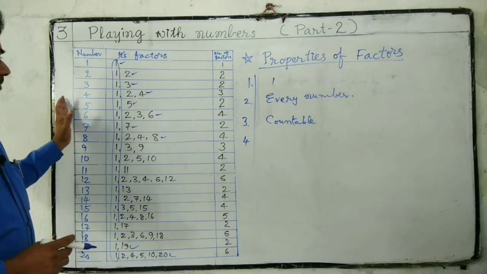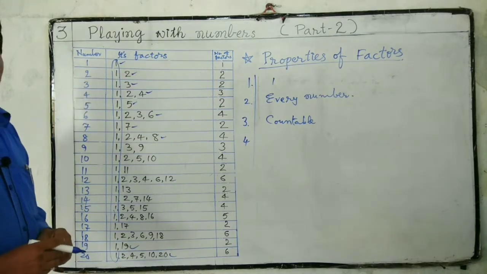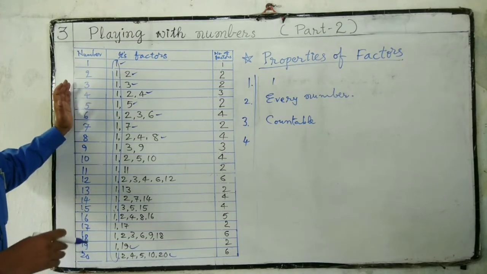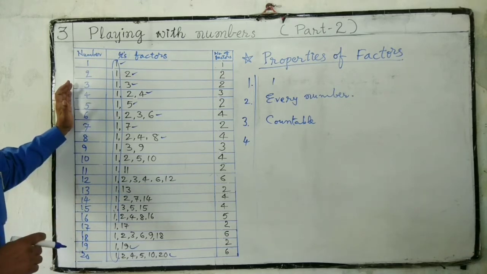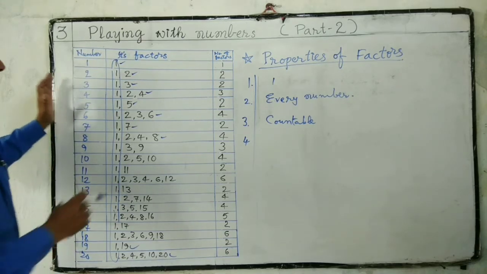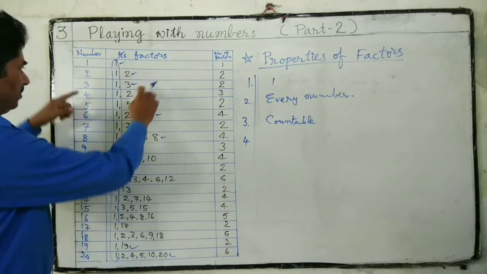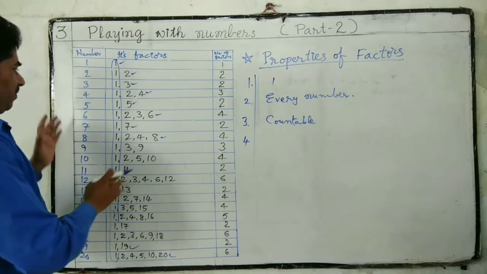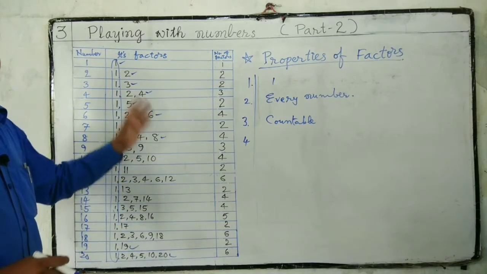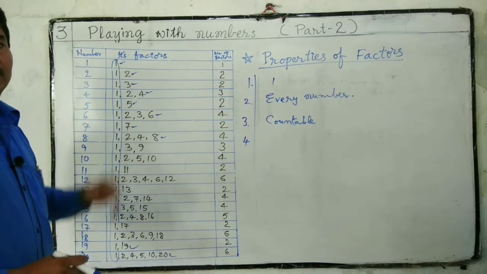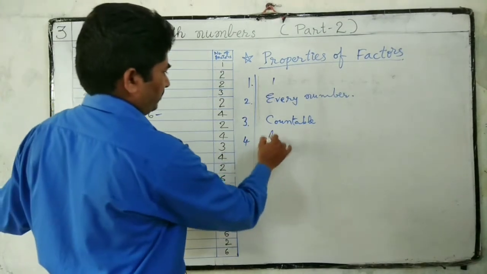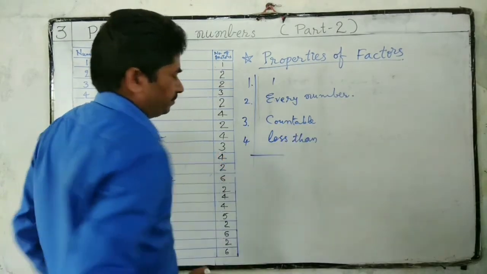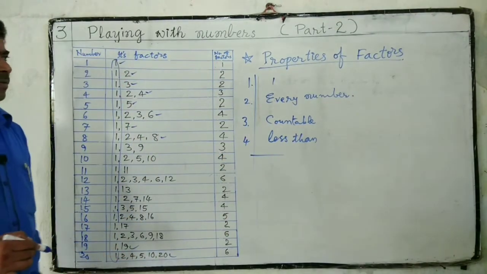Factors of a number are less than the given number or equal to the given number. These are less than the given number. This last one is equal to the given number. Factors of a number except that number are less than the number. So factors are less than the given number except that. These are properties.